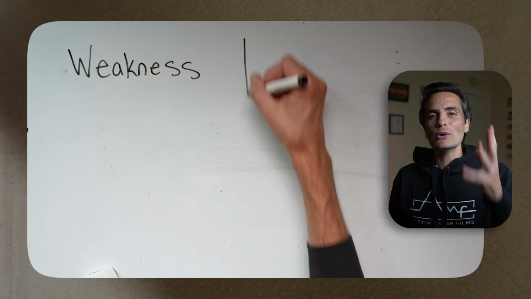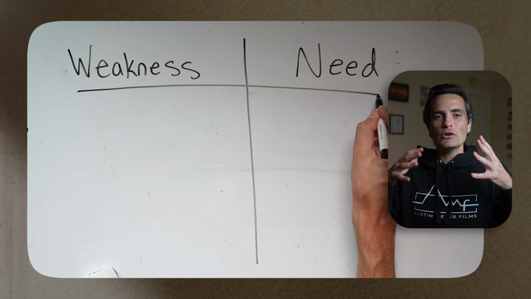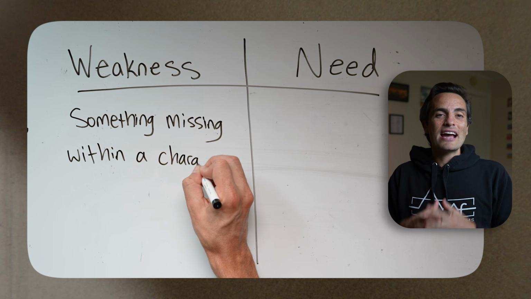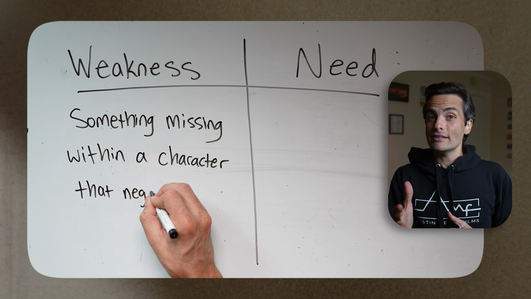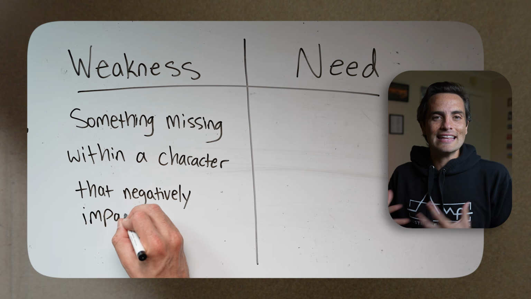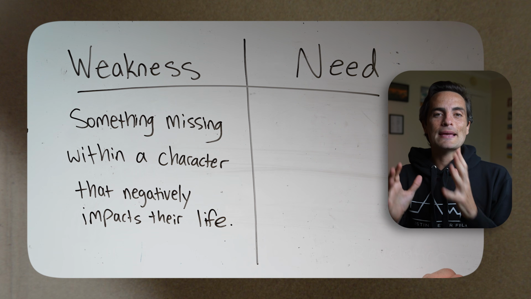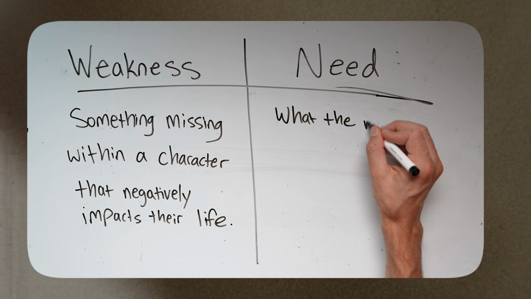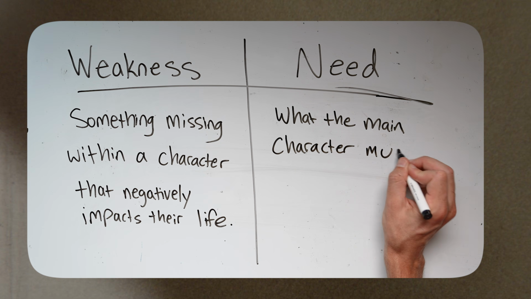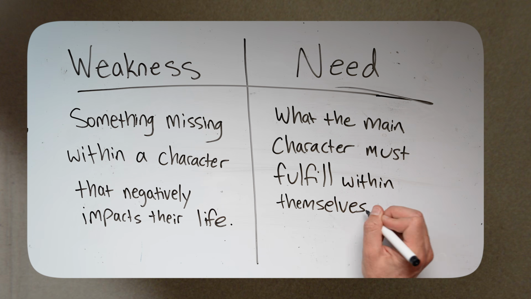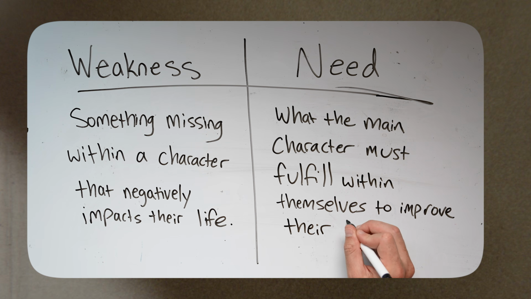So what do I mean by weakness and need? Well, when you begin a story, your main character should be held back by a significant weakness or weaknesses. There's something missing inside them that is so profound that it negatively impacts their life. The need is what the main character must fulfill within themselves to improve their life. To do this, they will have to overcome their weaknesses and grow in a meaningful way.